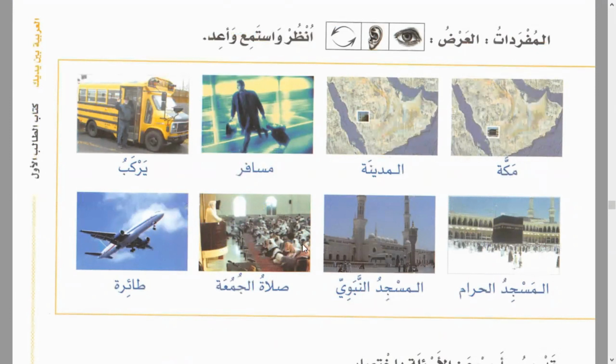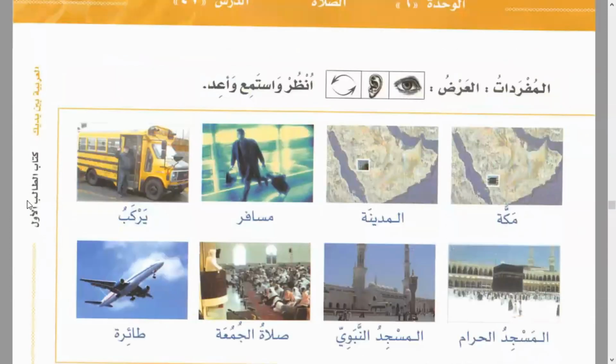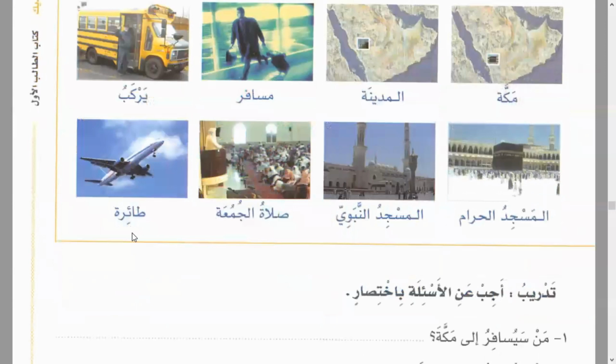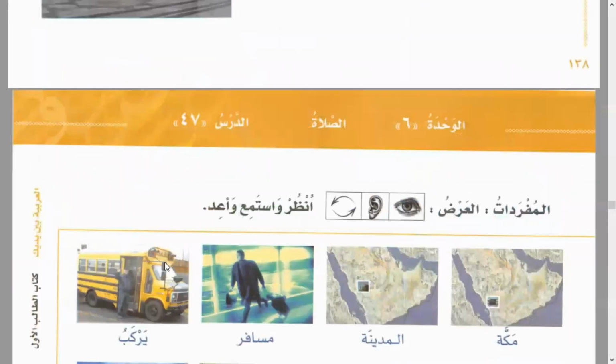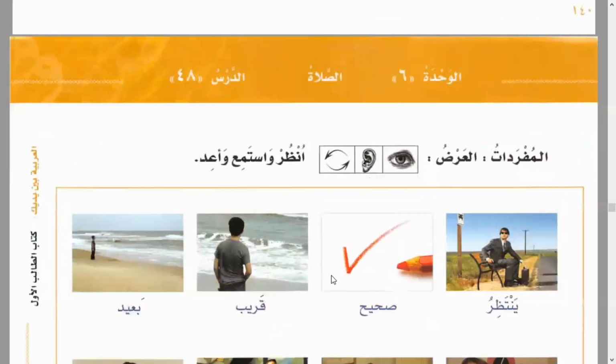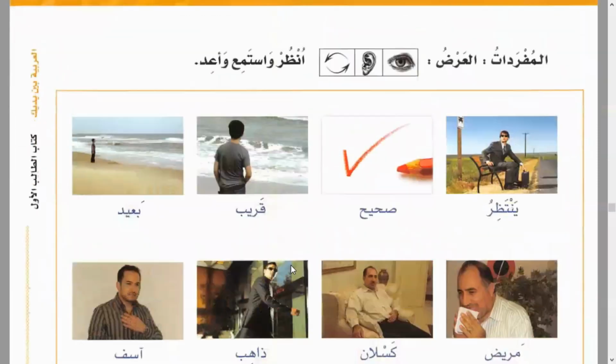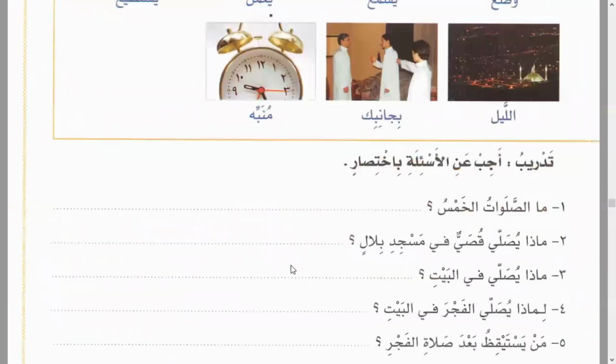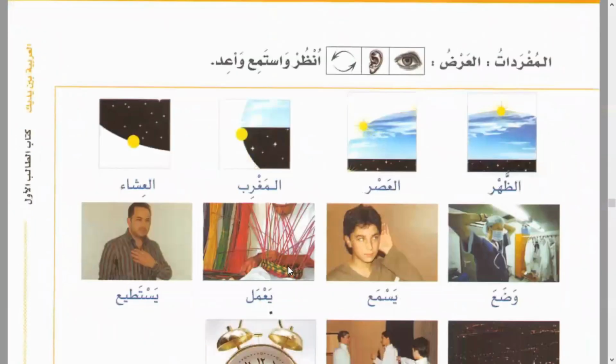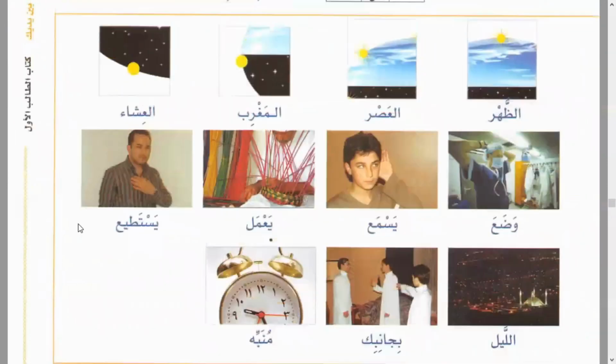المدينة. المسجد النبوي, the prophetic masjid, Al-Masjid al-Nabawi. الأذان. Al-Adhan, the call to prayer is called the Adhan. I don't have a picture, I guess. Is it here? No, it's not there.